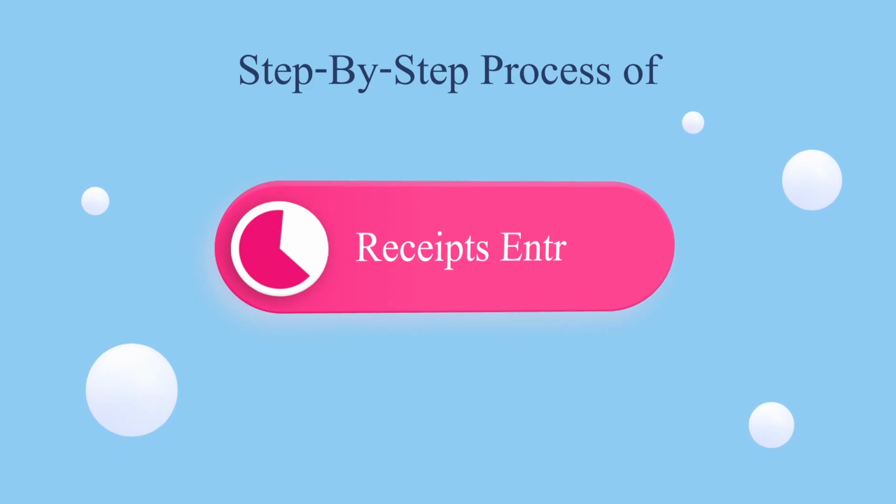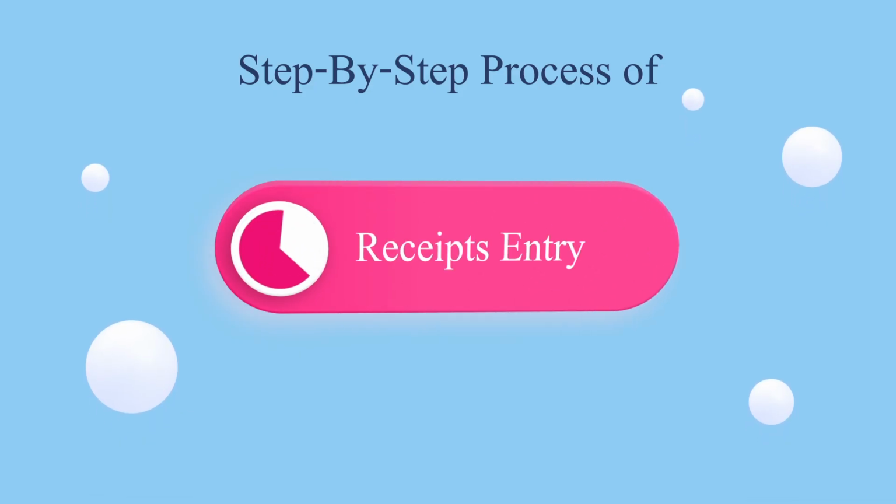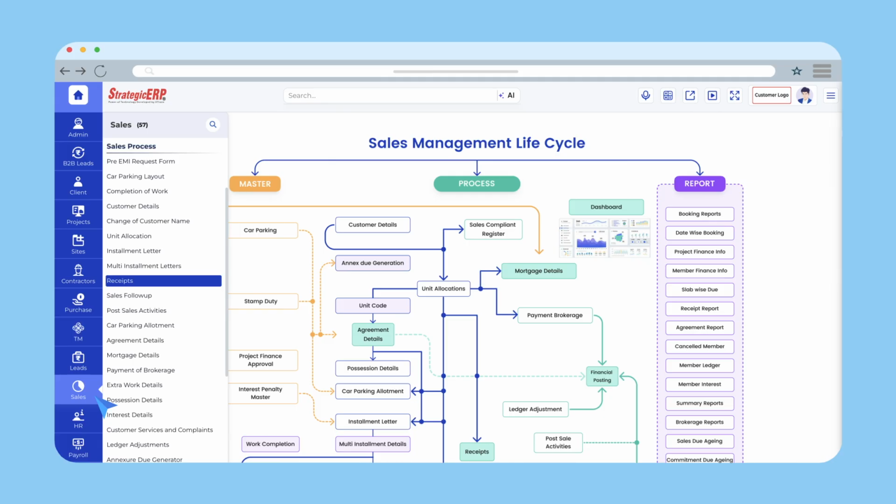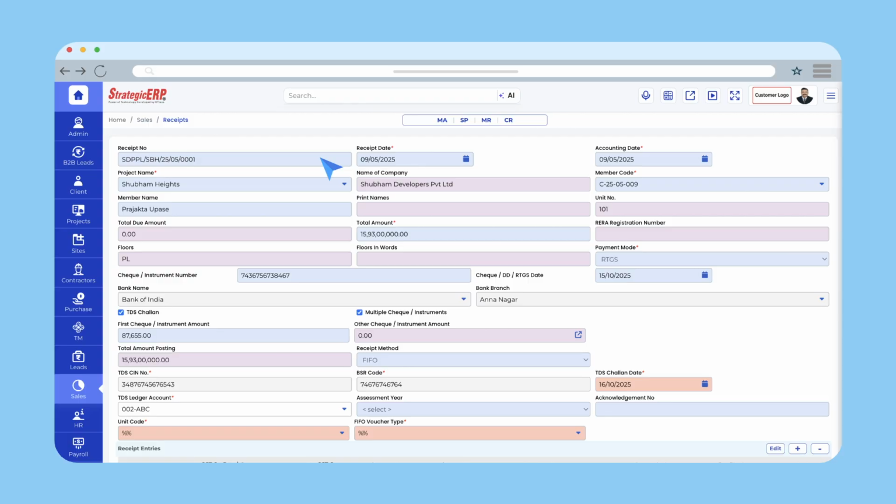Let us understand the step-by-step process of creating receipts entry in Strategic ERP. Navigate to the Receipts form under the Sales Management module. The receipt number is auto-generated by the system. Select the receipt date and accounting date. Select the project name from the drop-down.